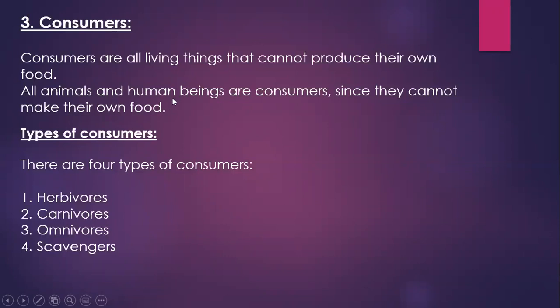All animals and human beings are consumers since they cannot make their own food. Understand this? That consumers are all the animals and human beings because they cannot make their own food. So that's why we call them consumers. They consume the food and energy from other living things. Now we have the different types of consumers. How many types of consumers? There are four types of consumers. Number one, herbivores. Number two, carnivores. Number three, omnivores. And number four, scavengers.